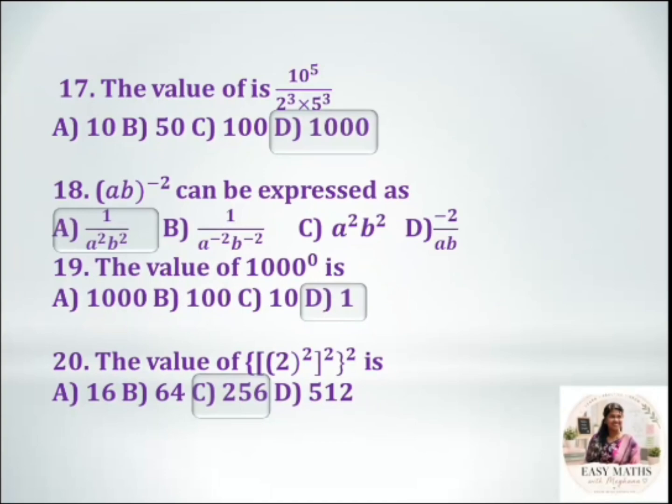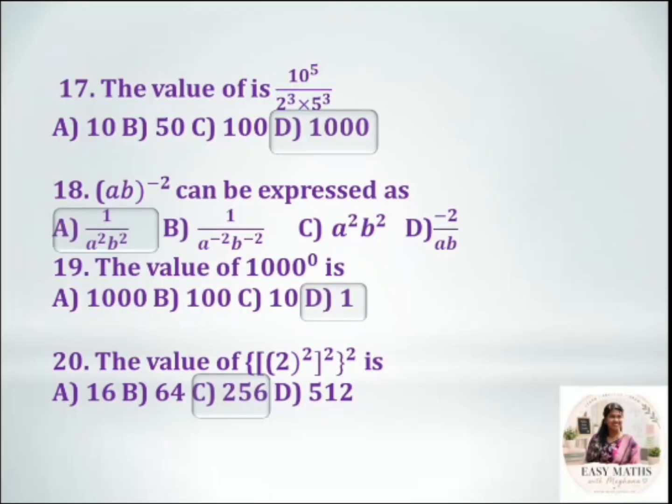The value of 1000 raised to 0 is, question number 19. Here I have to use the law of exponents formula, that is a raised to 0 is equal to 1. Therefore here the value of a is 1000, a raised to 0 is equal to 1. Therefore option D is the correct answer, that is 1.